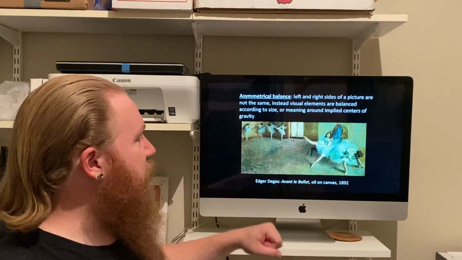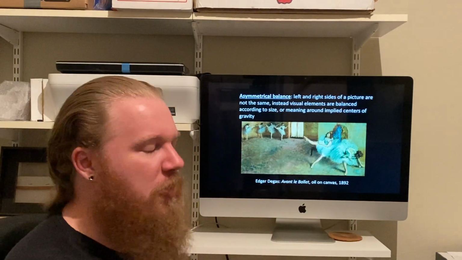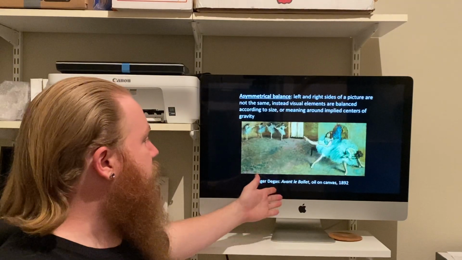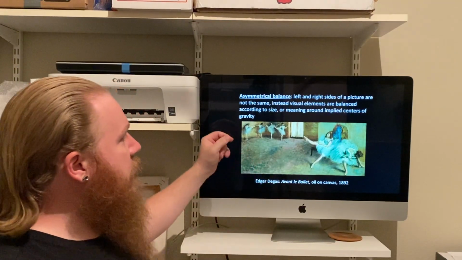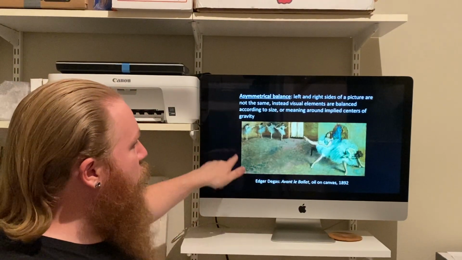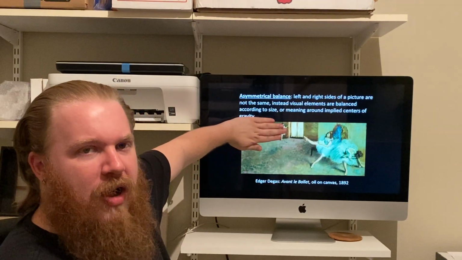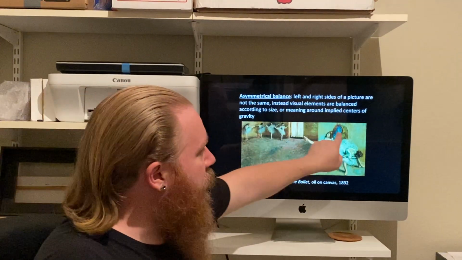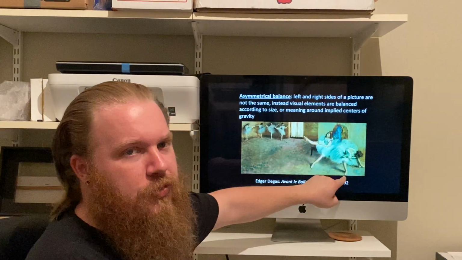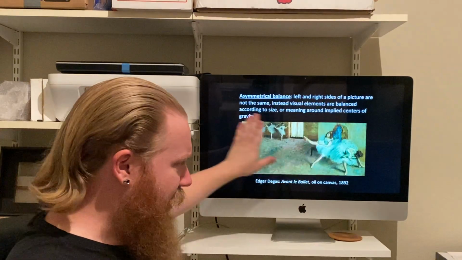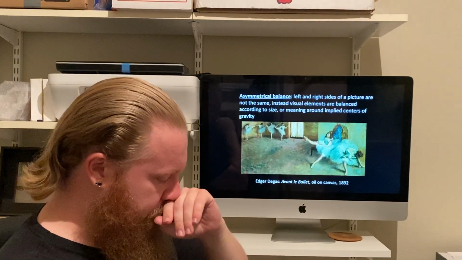Here we can see a rather extreme example of this, the Impressionist Edgar Degas and his Ballet. So if we were to take away the four figures of the ballerinas in the background over here, all of our focus would only be on these two, and we would have absolutely no reason to look at the entire left side of this painting.